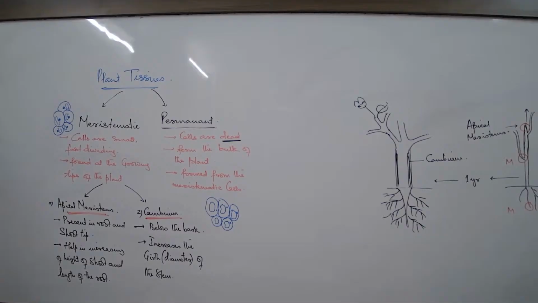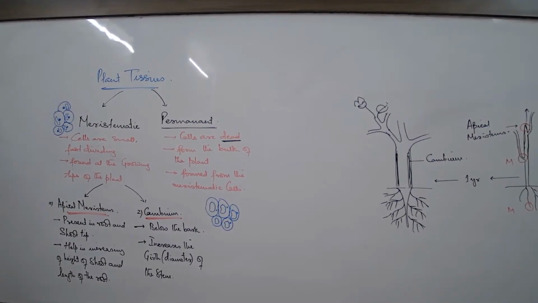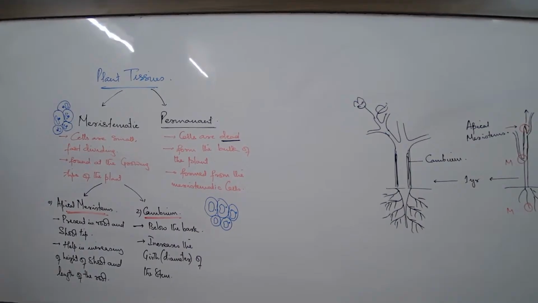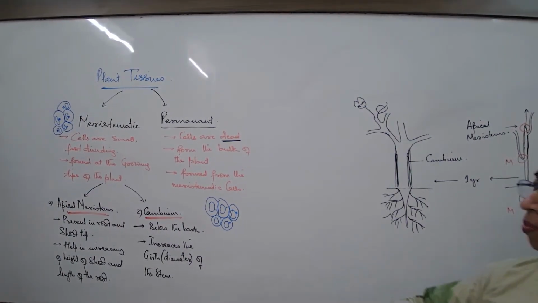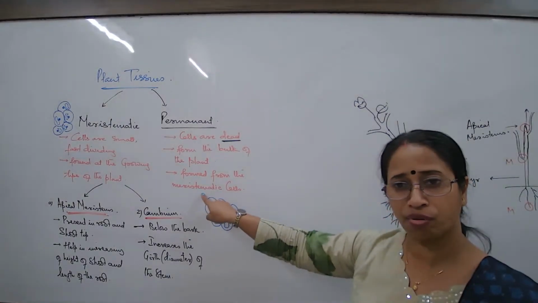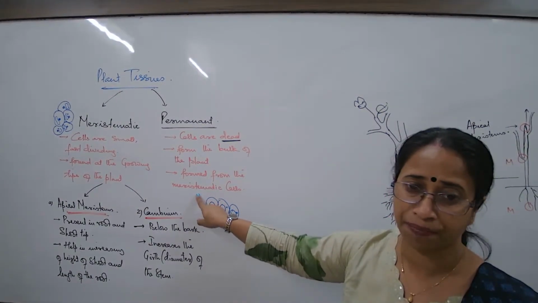So I'm saying that permanent tissues, they cannot divide, they are dead, but they form the bulk of the plant. Give reason. How can we say that they form the bulk of the plant? Because they are formed from meristematic cells. Always write this as an answer.